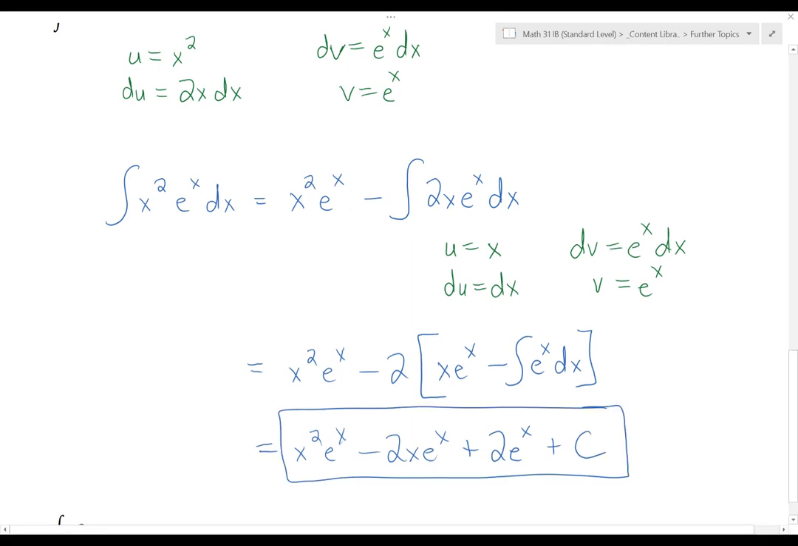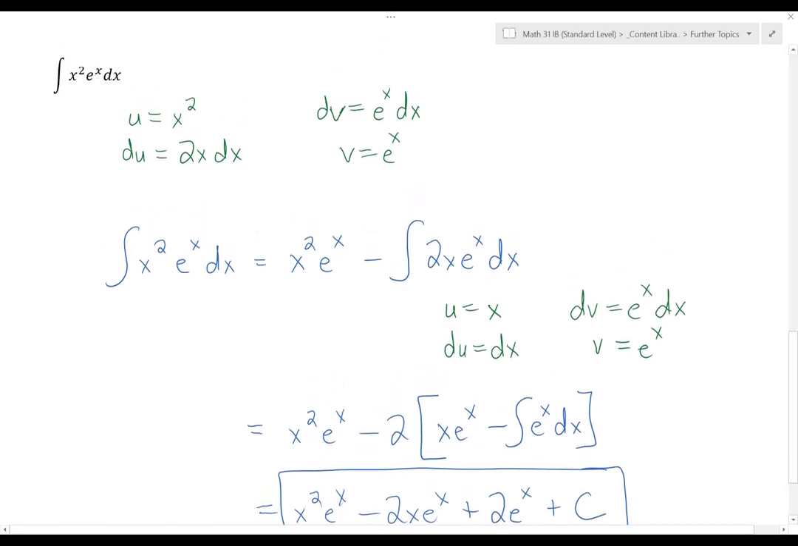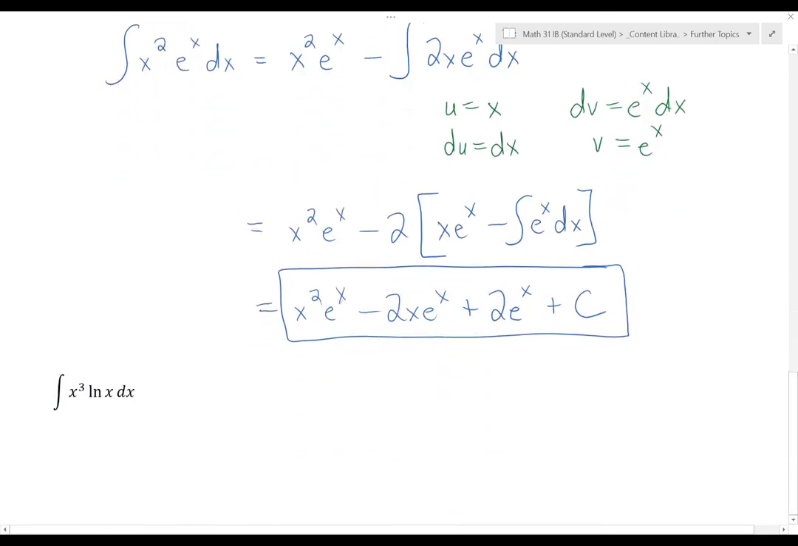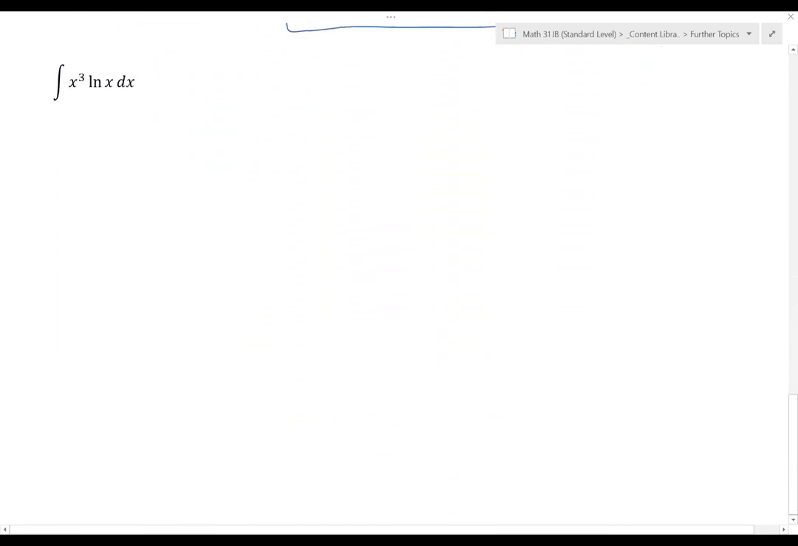And again, you can verify by deriving this that it does all simplify down, even though deriving it would require a couple applications of the power rule. It's kind of annoying, but it does eventually simplify all the way back to just x squared e to the power of x. All right, I'm going to look at one more example here.